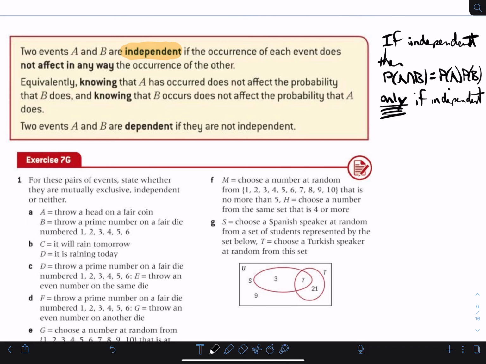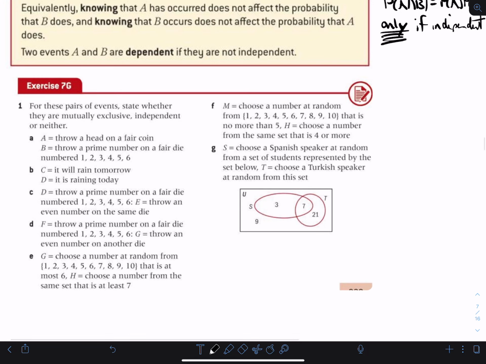So let's see here what looks interesting. Well, there's only one question, so let's look at that. For these pairs of events, state whether they are mutually exclusive, independent, or neither. Oh, I see. A, throw a head on a fair coin. B, throw a prime number on a fair die. They don't affect each other, independent. B, it'll rain tomorrow. D, it is raining today. Interesting.